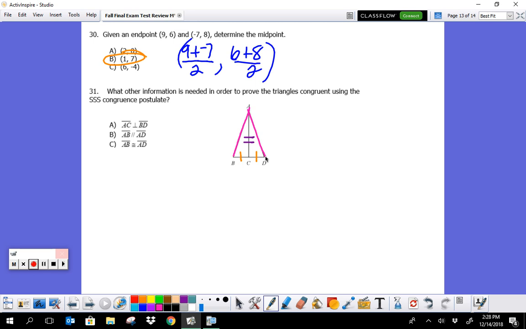A says AC is perpendicular to BD. No, that's going to talk about an angle. B says AB is parallel to AD. No, that doesn't make sense. C says AB is congruent to AD. So that is our answer.